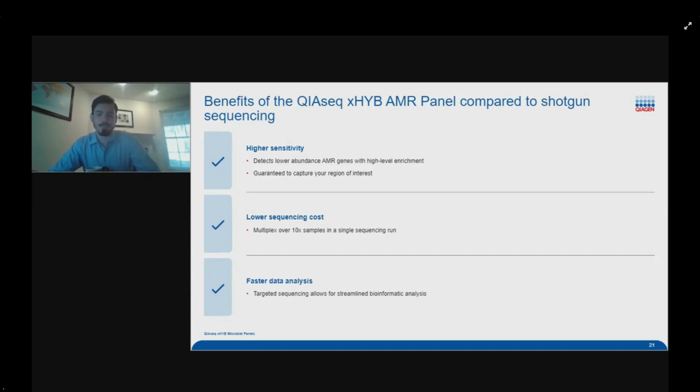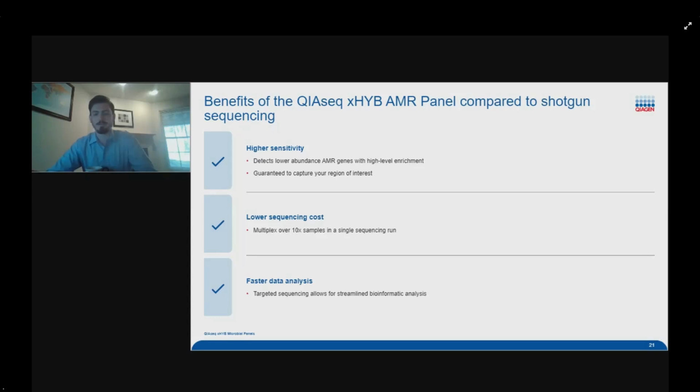So just to give an example here for the math, on a MiSeq with V2 reagents, if you are doing standard shotgun sequencing and you're trying to do AMR research, you may only be able to run 1 or 2 samples to be able to actually guarantee you see your AMR gene.